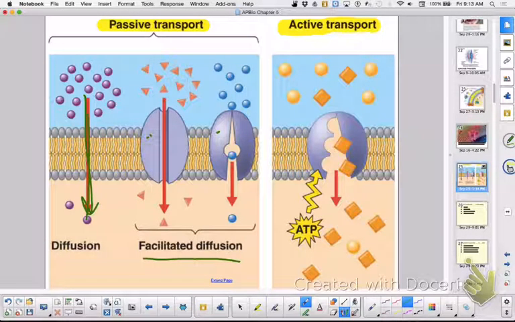But in this case, is it costing the carrier any energy? No, because it's going from a higher concentration to a lower concentration. These are all under the umbrella of passive transport. Higher to lower, either between the phospholipids or using a protein, either a channel or a carrier.